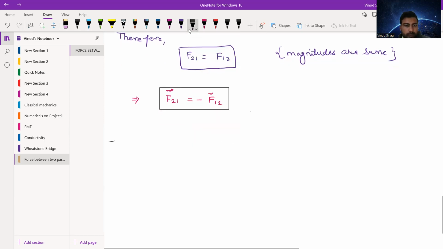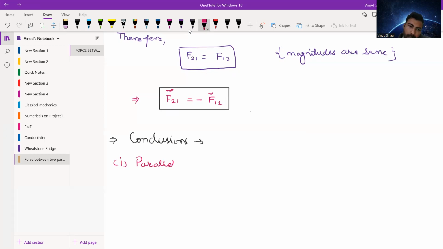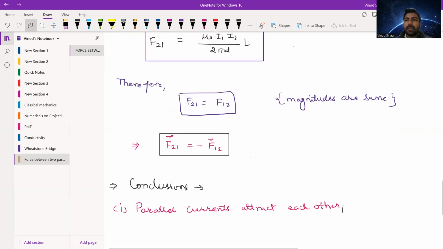Conclusions are. First is parallel currents attract each other. Because just now we see that the parallel currents are attracting each other because their forces are opposite to each other, and they are attracting each other.